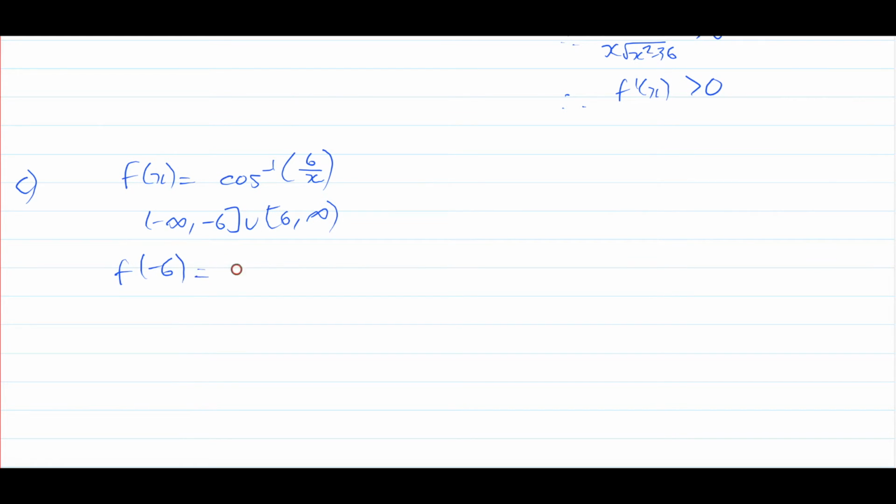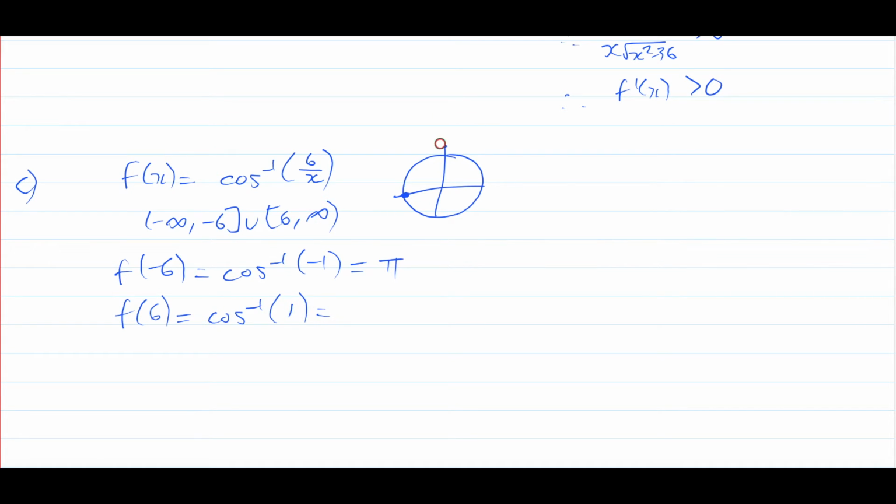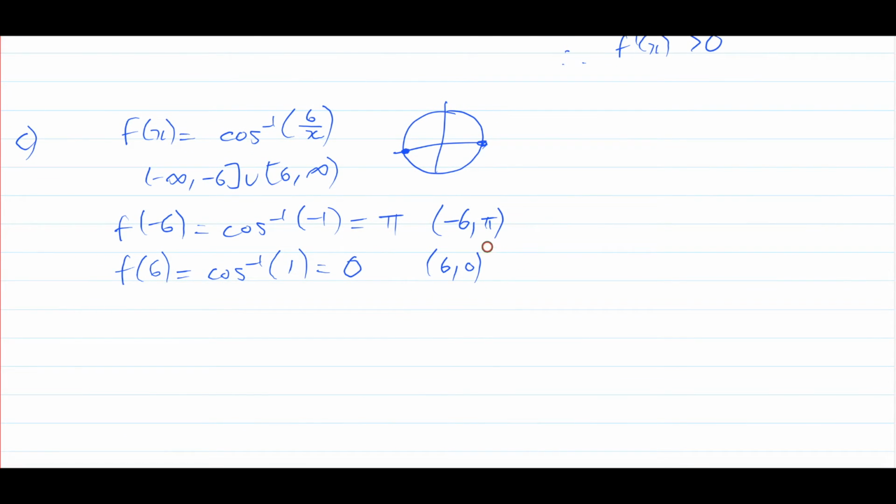So f of negative 6 is cos inverse of negative 1, since 6 divided by negative 6 is negative 1. And cos inverse of negative 1 is pi. And then f of 6 would be cos inverse of 6 divided by 6, so that is 1. Cos inverse of 1 would be 0. So basically at x equals negative 6, y is equal to pi, and at x equals 6, y is equal to 0. So that is actually an x-intercept. And these are our two endpoints.